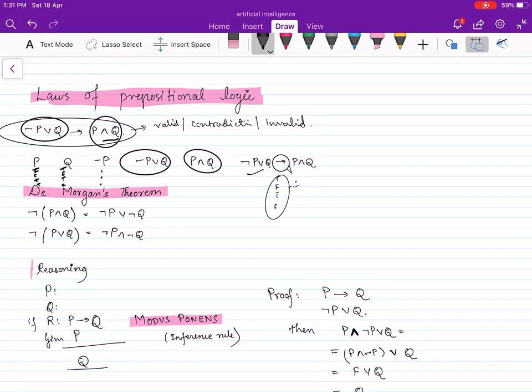So now let's move to De Morgan's law. So what is De Morgan's law? De Morgan's law is, if we are having P and Q and a negation before it, the negation can be moved in and we can have not of P or not of Q. And if we are having not of P or Q, the negation can be moved in and is equal to not of P and not of Q. So both sides are equal. This is De Morgan's theorem, and according to the above statement, this can also be proved.